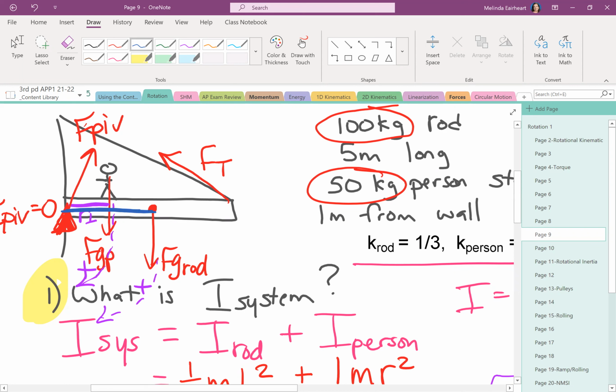It's a vertical force. So from the fulcrum to that vertical force, it'd be 2.5. Beware, the inertia of the rod depends on the full length, but the lever arm of the gravitational force, your lever arm for the rod, is 2.5. They are different distances.